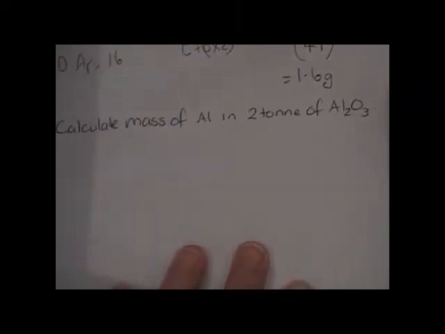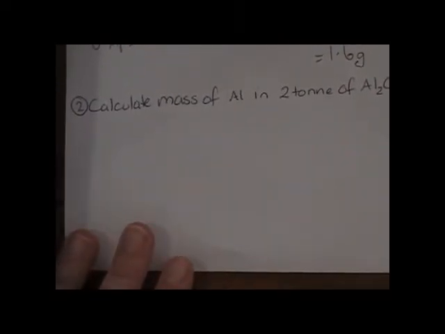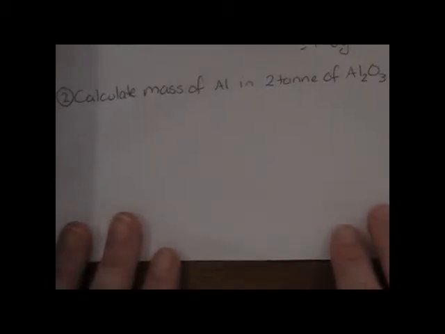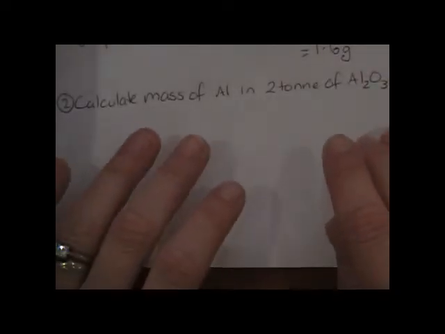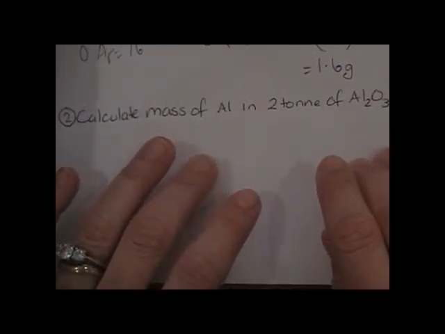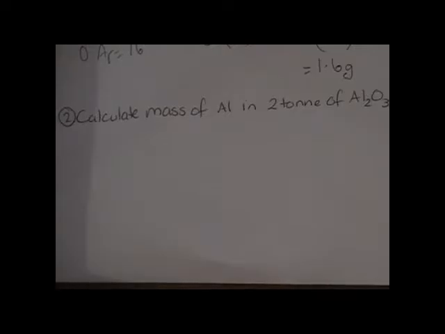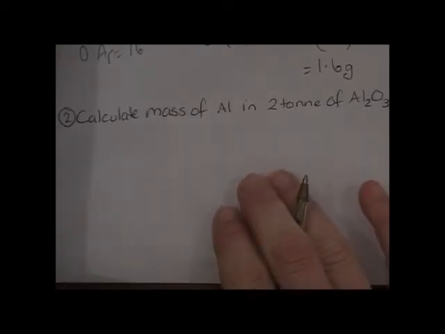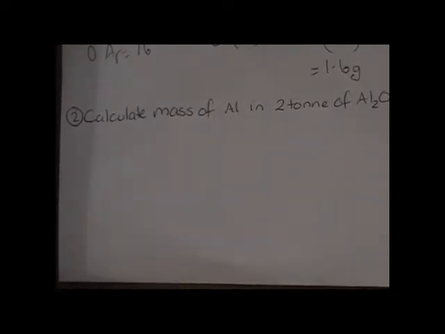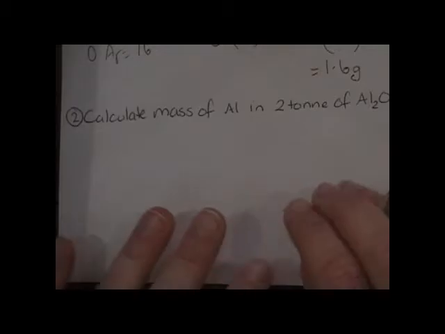If we then go down to the mass of aluminium in 2 tonne of aluminium oxide, you don't need to worry about changing your tonnes, because normally if you do have to change anything, it's between grams and kilograms, and normally in chemistry they will say 2 tonne in 6 tonne or something along those lines. So the units will be the same, so don't worry about that.